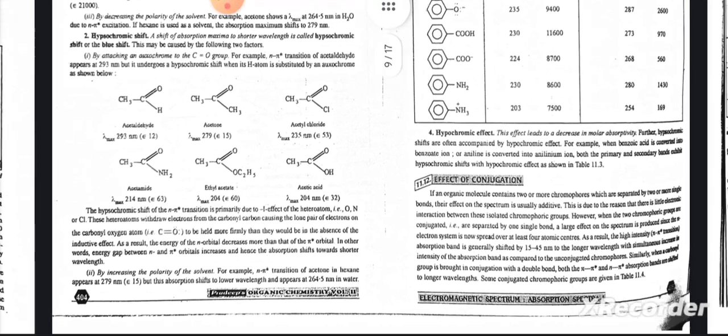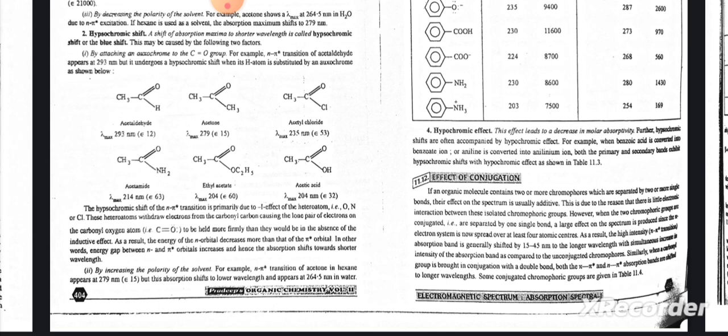Hypsochromic shift. A shift of absorption maxima to shorter wavelength is called hypsochromic shift or the blue shift. This may be caused by the following two factors: by attaching an auxochrome to the C=O group. For example, the n to pi star transition of acetaldehyde appears at 293 nanometer, but it undergoes a hypsochromic shift when its H atom is substituted by an auxochrome as shown below.